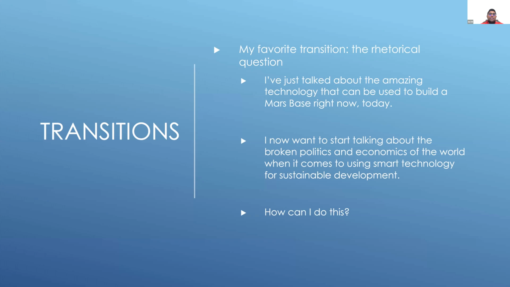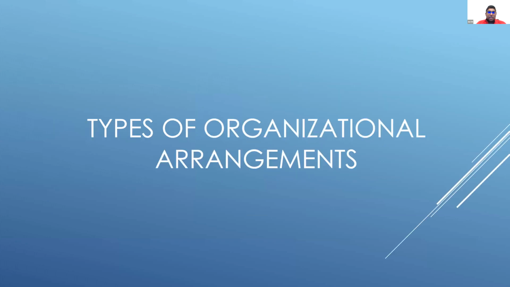So by me asking a rhetorical question, that is a question that you don't expect an answer for. You basically say the question and then you say the answer immediately afterward. So this is one way that you can transition from one topic to the next. As you can see, I was talking about the Mars base, and now I wanted to start talking about these broken politics and economics. So I can ask, how do I do this? And then I can start answering this question.